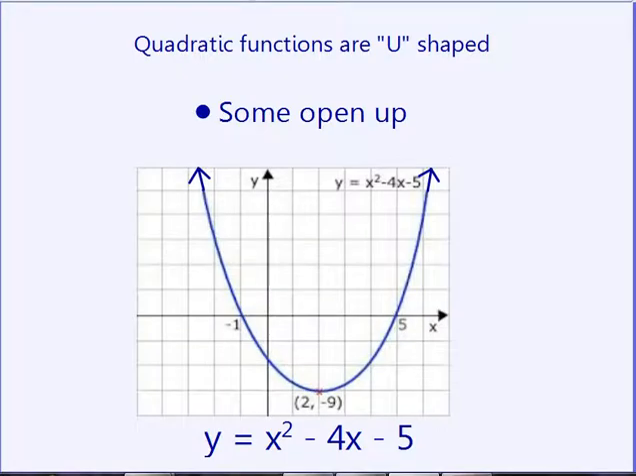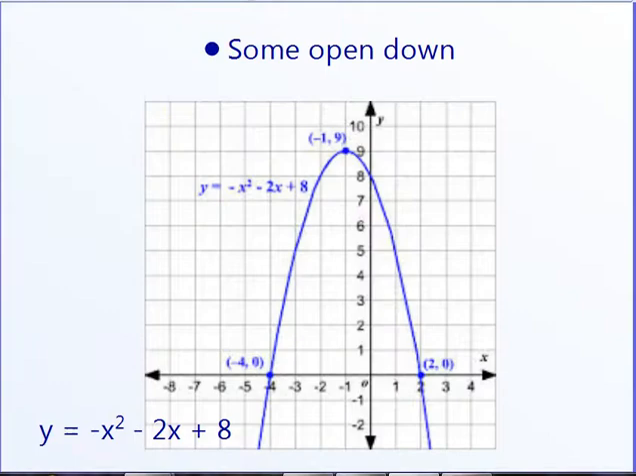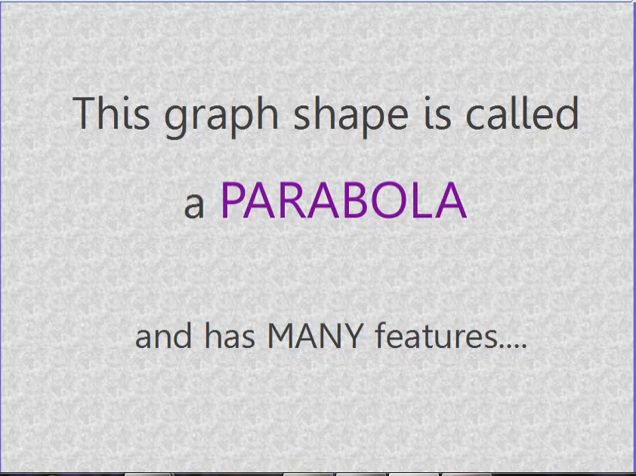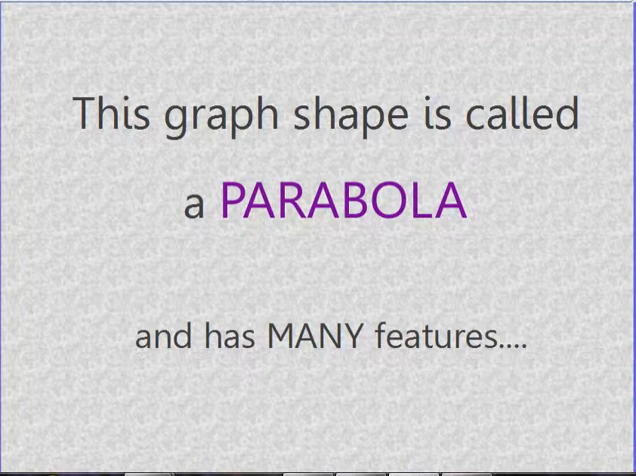Quadratic functions, when you graph them, look like a big U. Some open up. We say open up because the open part is facing up. And some open down. This graph shape, this U, is called a parabola. It has tons of features, and we're going to hit on a few of them today.